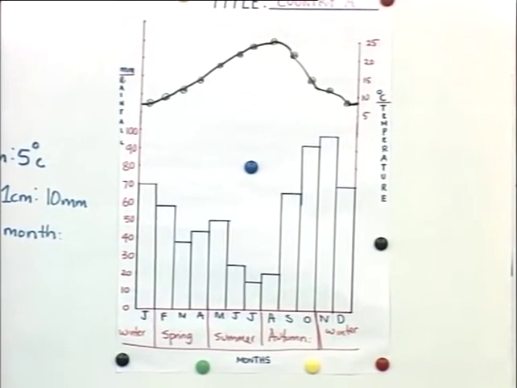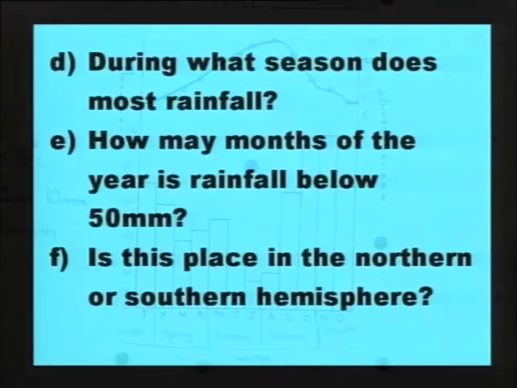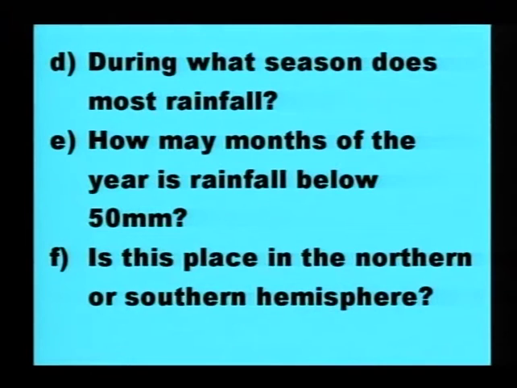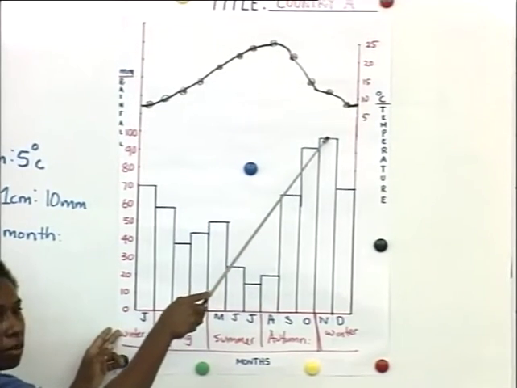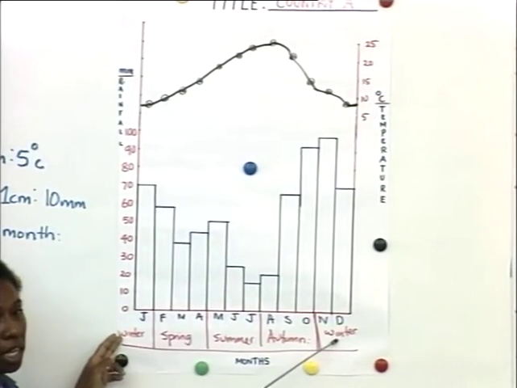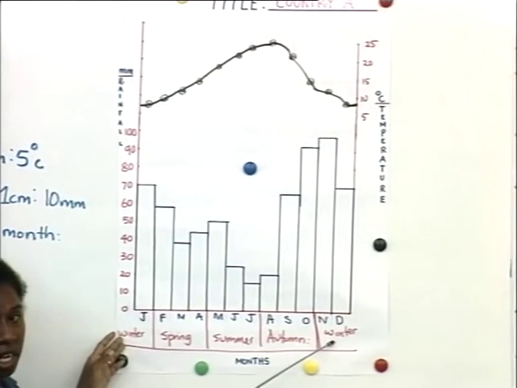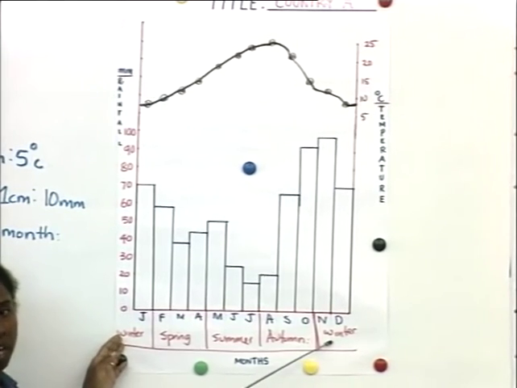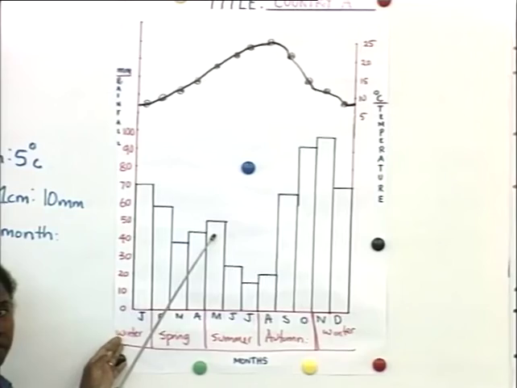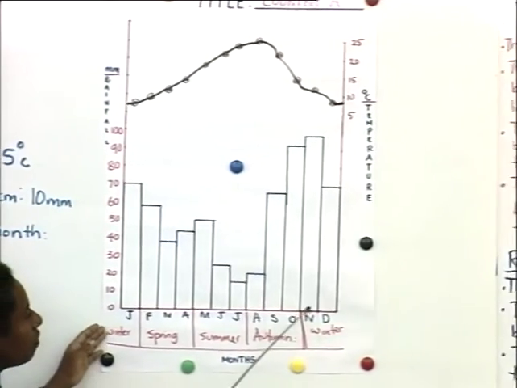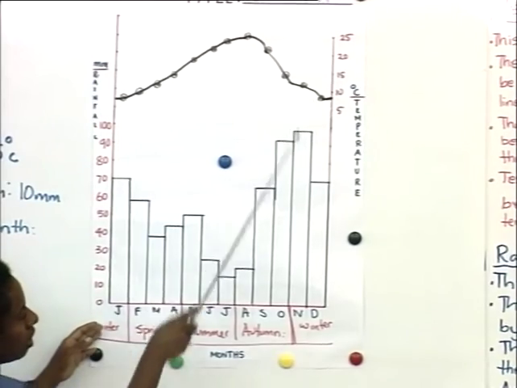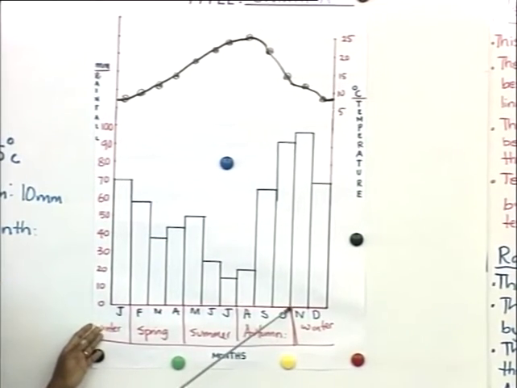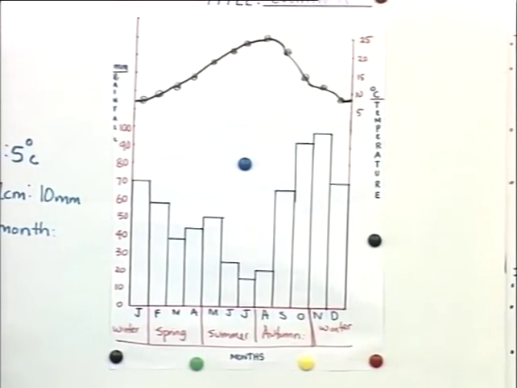Let's move on to D. During what season does most rain fall? The highest rainfall is in this particular month. And in what season would it be? The answer will be in winter. In winter, that is when most of the rain falls for this particular graph. Okay, the highest rainfall is here. That's when the temperatures are actually decreasing or at the lowest. So it is the winter months. Answer for question D is winter.